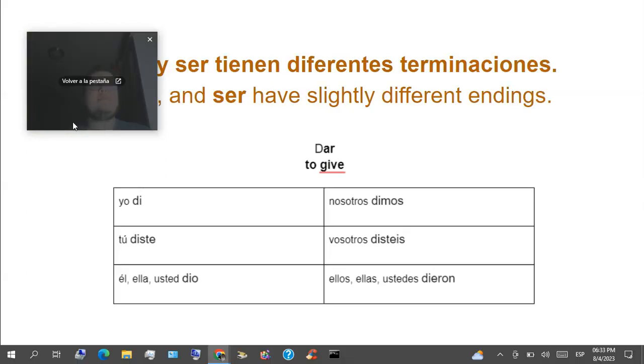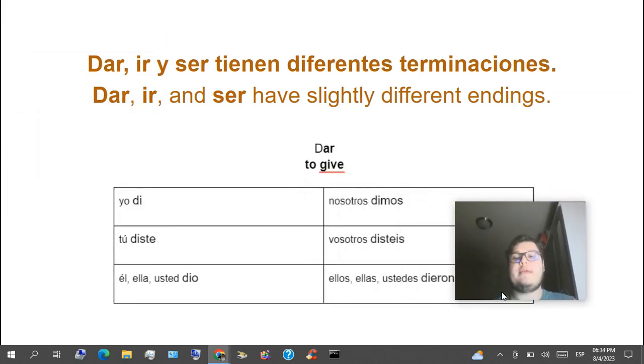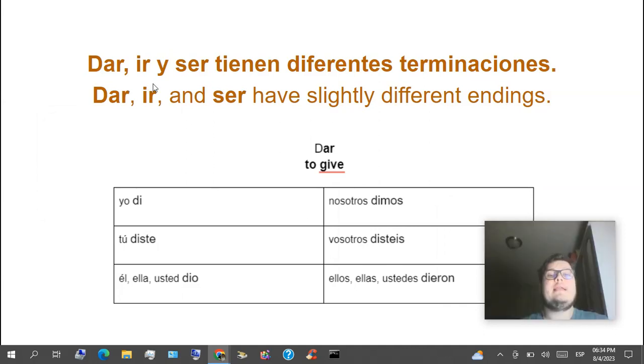And then we have these three verbs that are different as well. They have different endings and you have to memorize them as well. Dar, ir, and ser. That means to give, to go, and to be. Dar means to give. Yo di, tú diste, él, ella, usted dio, nosotros dimos, vosotros disteis, ellos, ellas, ustedes dieron. In this case, because it's different, everything is going to be different.